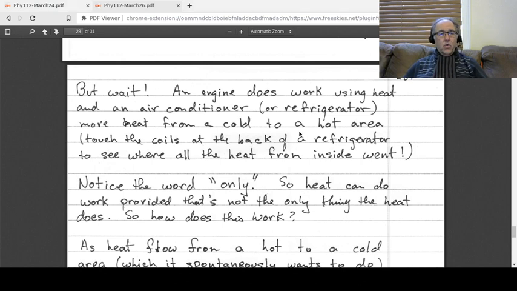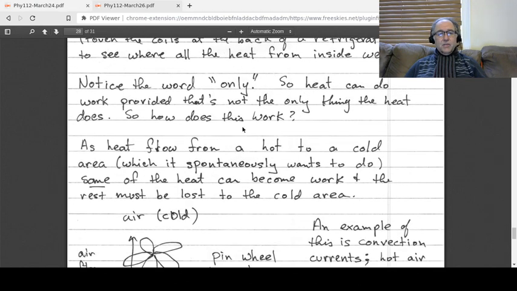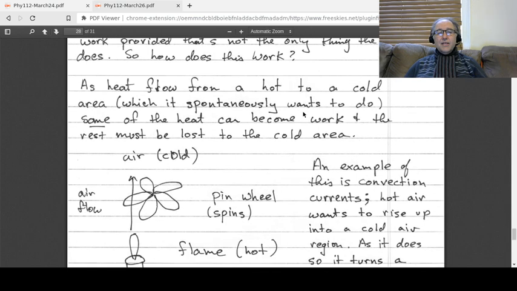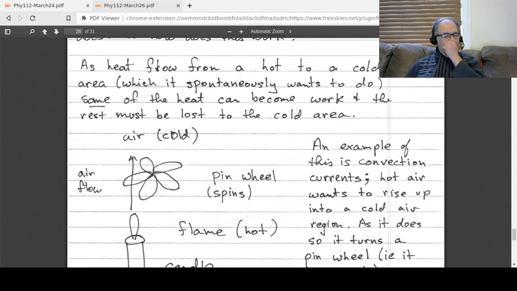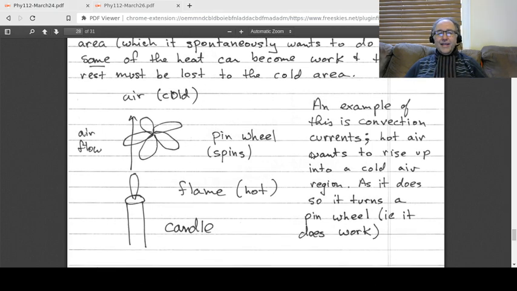Okay, so yeah, that word "only" was kind of sneaky there. Okay, so let me give you the simplest example of a heat engine that I can think of. I think these things are called glockenspiels. I don't know. I remember seeing them as a kid.